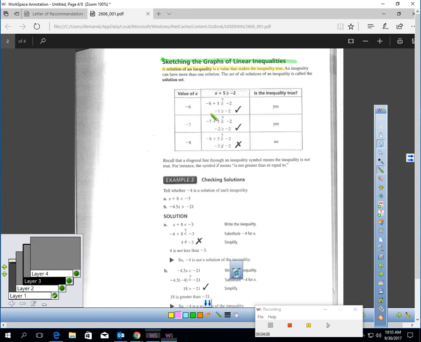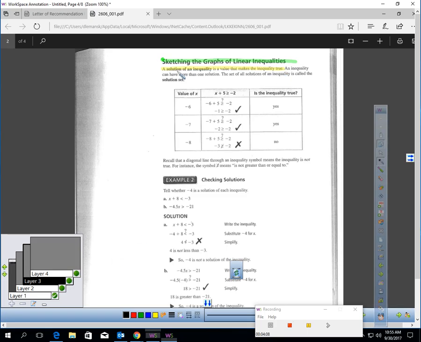Let's talk about sketching the graphs of linear inequalities. And we have some more vocabulary we've got to get in our notes first. A solution of an inequality is a value that makes the inequality true. So I would get that in there first. The solution of an inequality is a value that makes the inequality true.